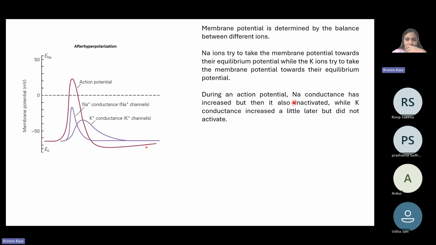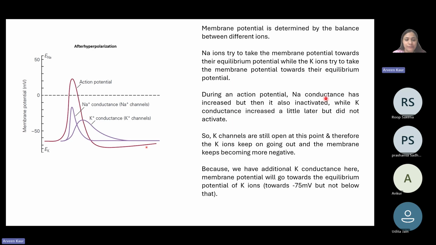During an action potential, the sodium conductance increases sharply, but then the sodium channels start becoming inactivated. Potassium conductance started increasing a little later, and it did not inactivate. So these potassium channels stay active for longer, and the longer they are active, the more potassium efflux will occur. Therefore potassium ions keep going out and the membrane keeps becoming more and more negative.